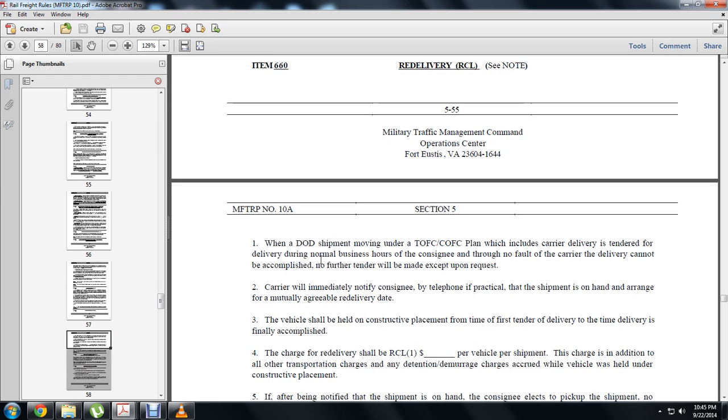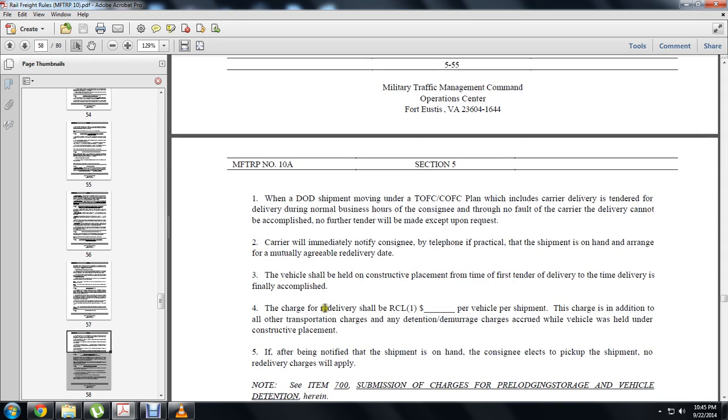No further tender will be accepted upon request. Carrier immediately notify the consignee by telephone if practicable. The shipment handling in the range of the mutually agreeable redelivery date. The vehicle shall be held on constructive placement from the time of tender of the delivery until delivery is finally accomplished. The charge of the recovery shall be the RCL blanket number of dollars per vehicle shipment.